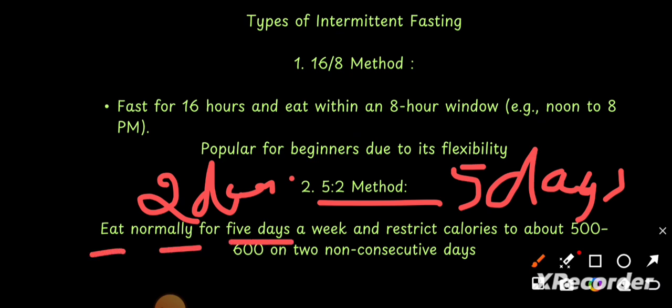So you could eat normally for 5 days in a week, and you can restrict your calories to about 500 to 600 on the next 2 consecutive days. So totally we have 7 days. You could eat normally for the 5 days, whatever you want to eat.